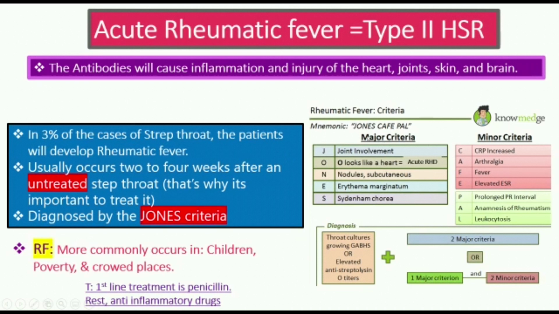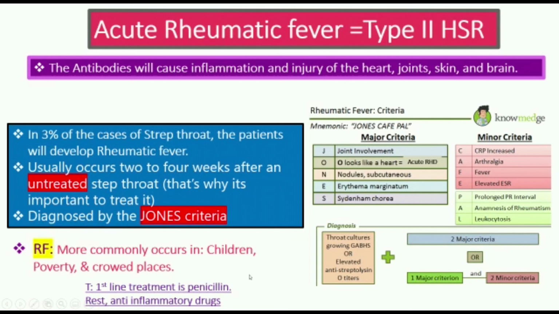Major criteria include: J for joint involvement, O for heart, carditis, because the O looks like a heart, N for nodules, subcutaneous nodules, E for erythema marginatum, and S for Sydenham chorea. The minor criteria include elevated CRP, arthralgia, fever, elevated ESR, prolonged PR interval, a history of rheumatism, and lastly leukocytosis. And the most important risk factor of acute rheumatic fever is a child living in a crowded and poor area.